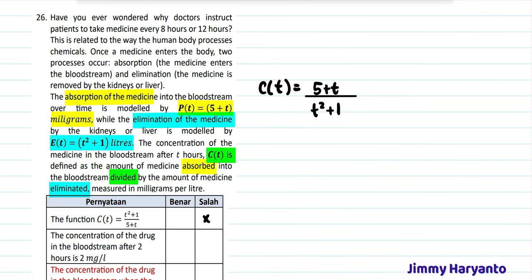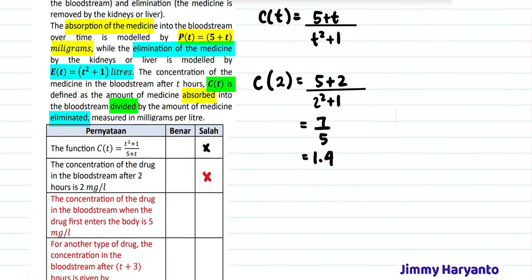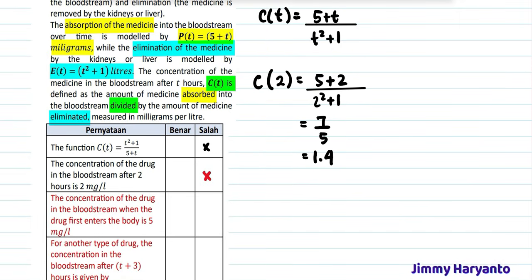The concentration of the drug in the bloodstream, this is for the concentration. C stands for concentration. So the next thing is the question wants you to find the concentration after 2 hours. After 2 hours means 5 plus 2 over 2 squared plus 1. It's 7 over 5, which is 1.4. The question says 2 milligram per liters. This is not correct.